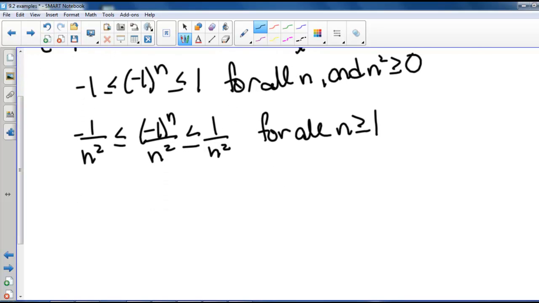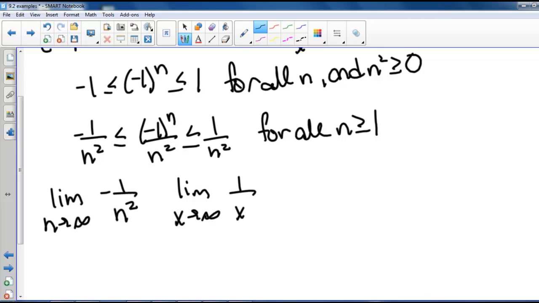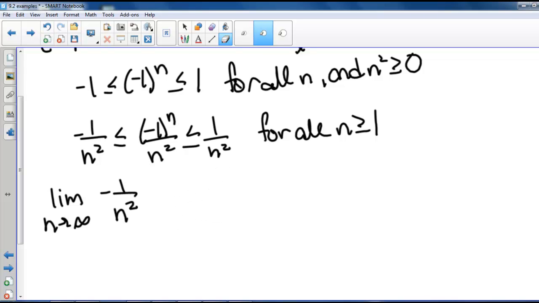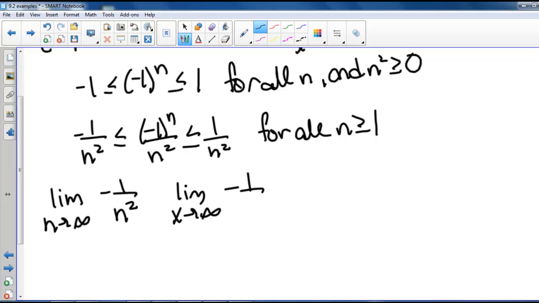And then we look at our sides. So we look at the limit as n goes to infinity of negative 1 over n squared. And if we rewrite it as a function, we get the limit as x goes to infinity of negative 1 over x squared, and this equals 0.